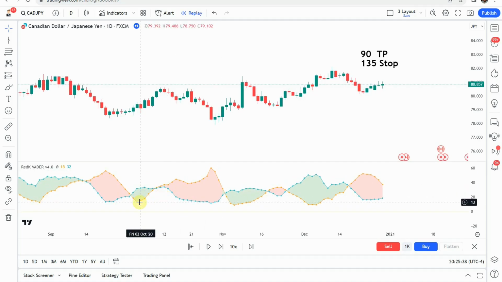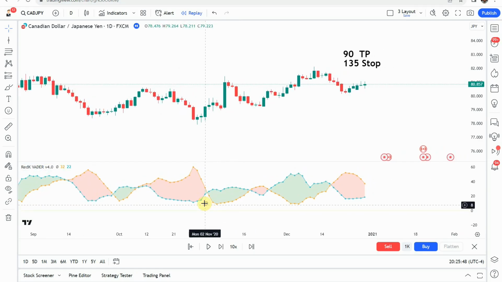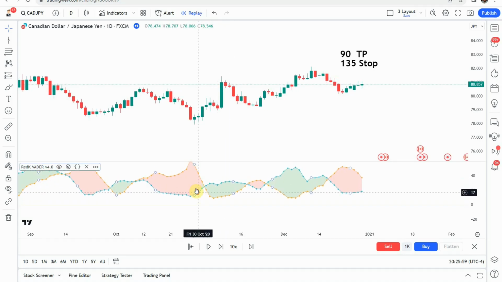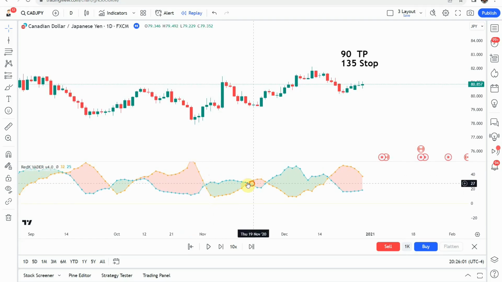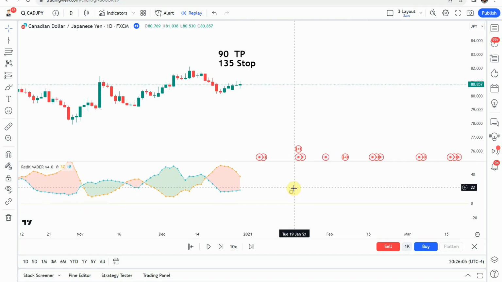So when the orange line crosses above the blue line, that's going to be a signal to go short. And you can see that red cloud that accompanies that crossover. And then on the other side, when the blue line crosses above the orange line, the cloud turns green. That's going to be a signal to go long. And so that's how we're going to test it. Let's go ahead and get on with the testing and see what we can get out of it.